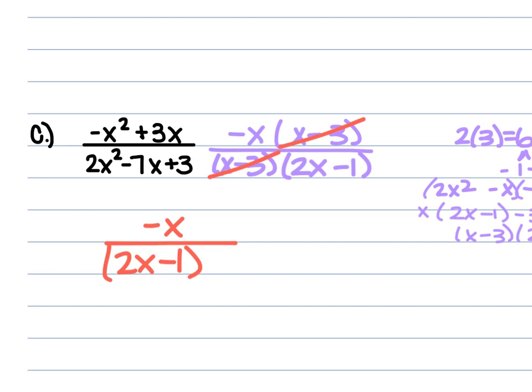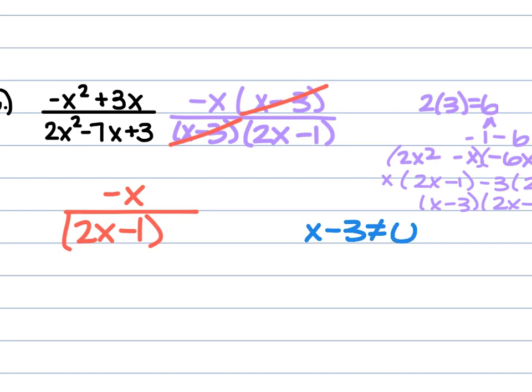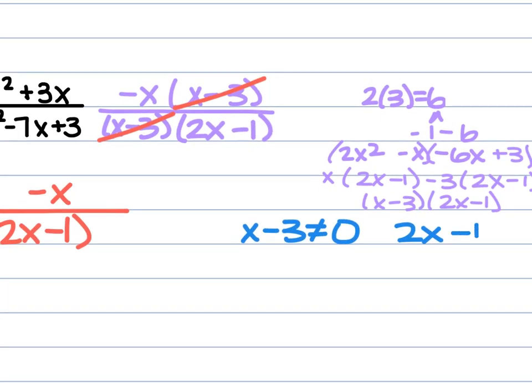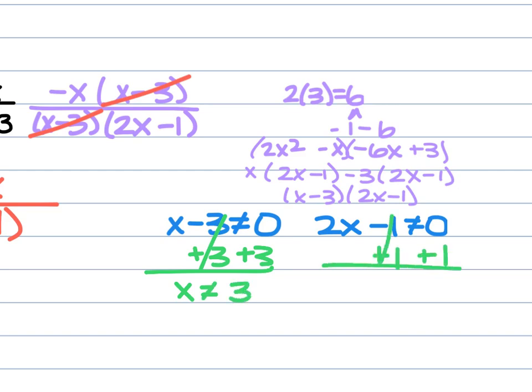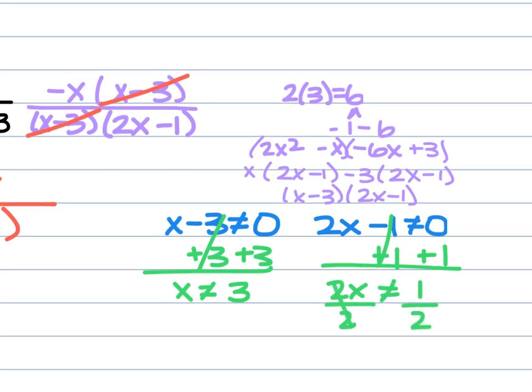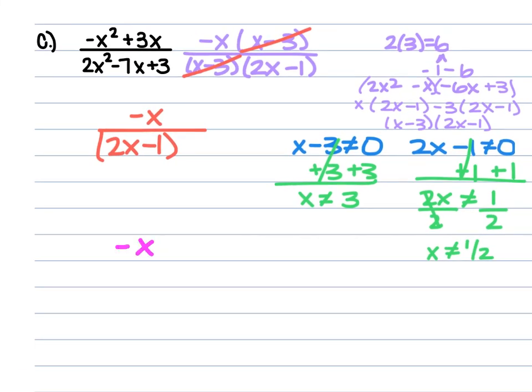Now our job is to take both parts of that denominator, set them not equal to 0. So we had x minus 3 cannot equal 0, and 2x minus 1 cannot equal 0. So if we solve for x for both of these, we have that x cannot equal 3, and that x cannot equal 1/2 either. So our solution for this one would be negative x over 2x minus 1, and x cannot equal 1/2 or 3.